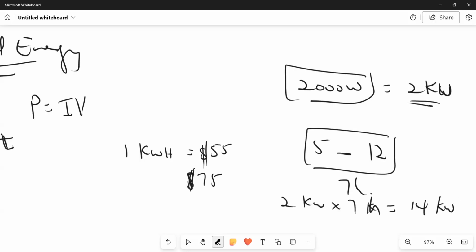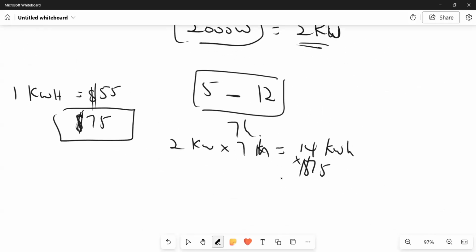7 hours would be 14 kilowatt hours, right? Multiply that by, I'm going to charge you this higher rate because over the month you're going to be burning a lot. So around $75 per unit. So one night you're using about 14 by 75, how much is that? 1050. All right, about $1,000 a night to run your air conditioner.